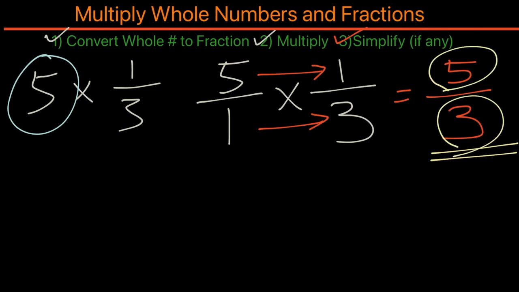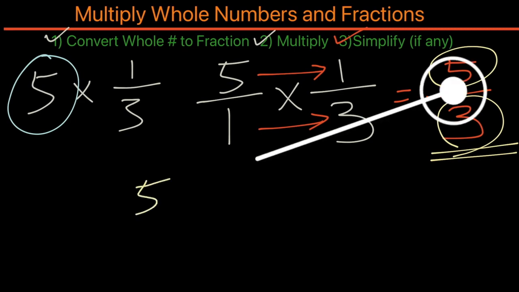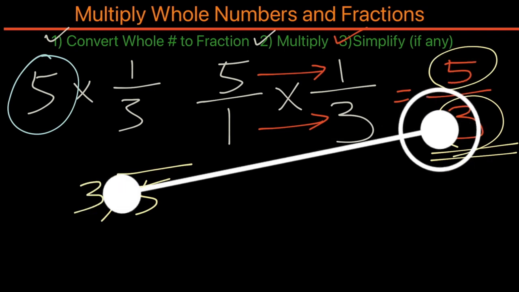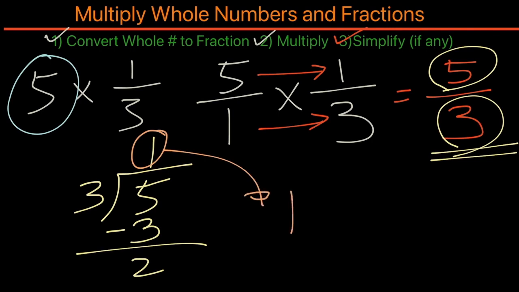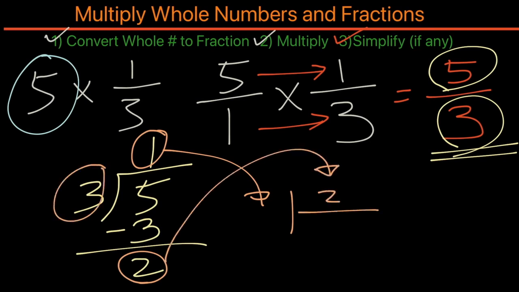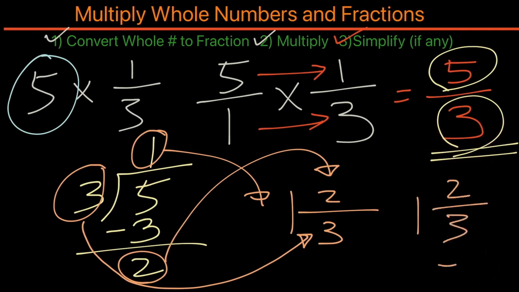And in this case, to convert this to a mixed number, we would take the 5 divided by the 3. Here will be 1, 3 times 1 is 3, 2. And from here, you can see 1 is the whole number. 2, the remainder will become the numerator here. And the divisor would be the denominator here. So answer is 1 and 2/3.